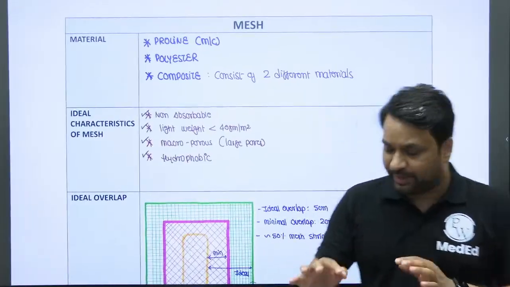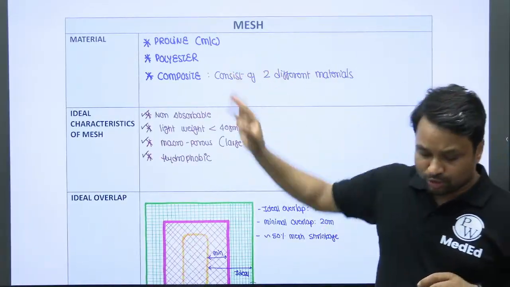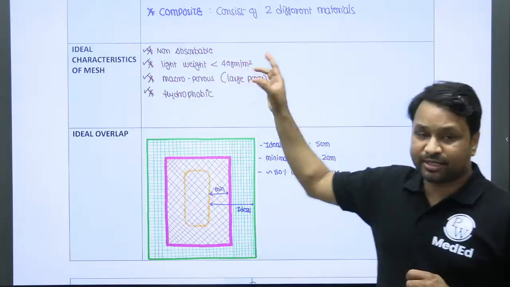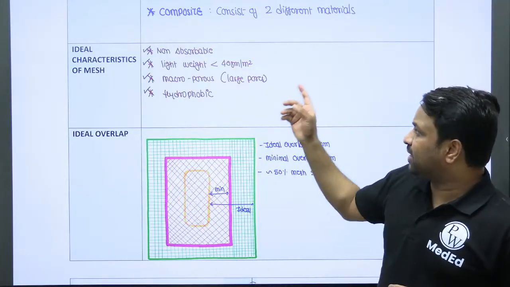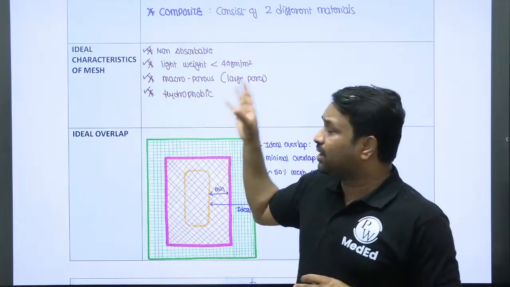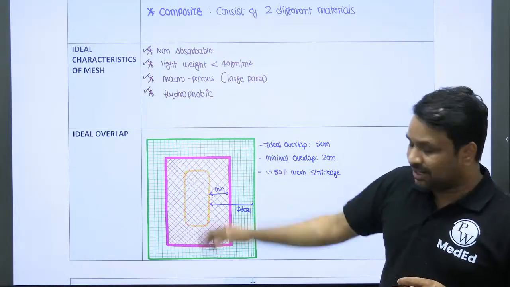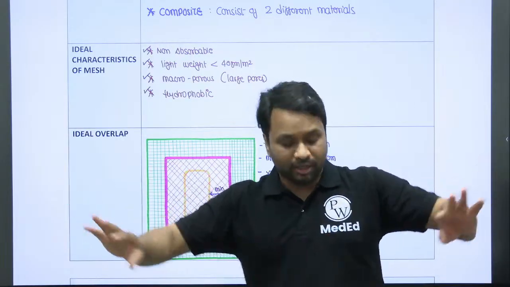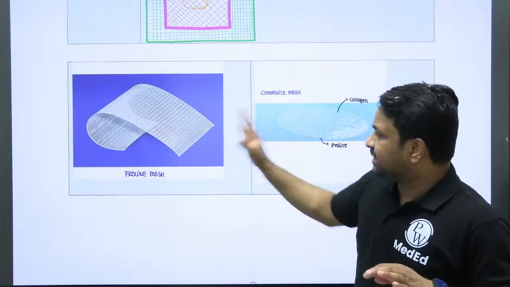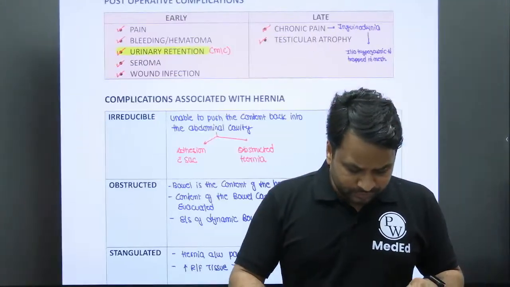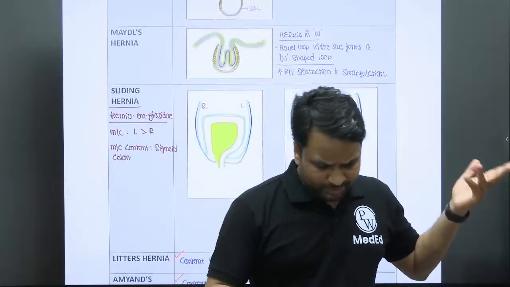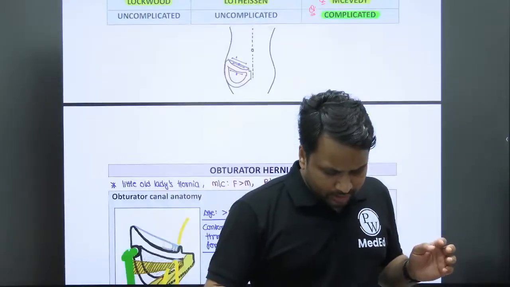It's an abnormal connection between inferior epigastric artery and the obturator artery. Then they'll ask about the mesh. Remember, the most commonly used mesh is going to be prolene. What is the ideal characteristic? It should be non-absorbable. It should be lightweight, less than 40 grams per meter square. It should have large pore, and then it should be hydrophobic. It should repel water. Okay. These are the two images, prolene mesh and the composite mesh. That is important. Now, all these are preferably not that important.